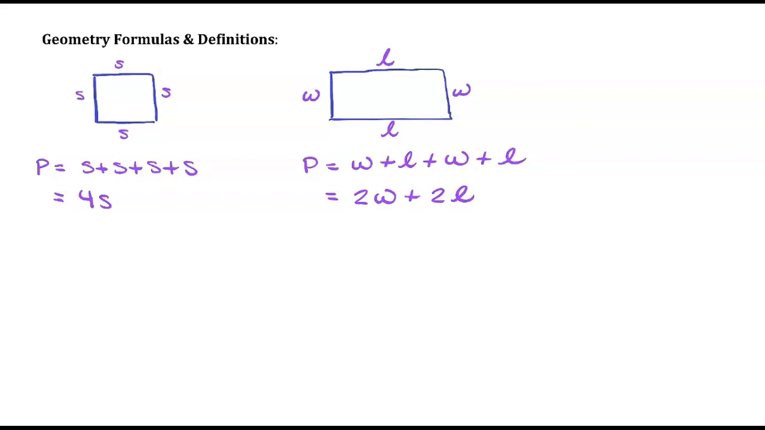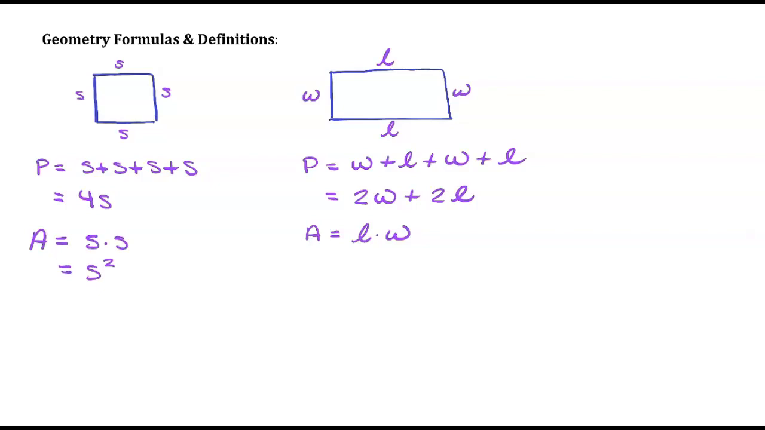Now let's talk about area. I'll start with the rectangle. The area of a rectangle is length times width. For a square, it's the same, length times width, except in a square, the length is the same as the width, s times s, or s squared.